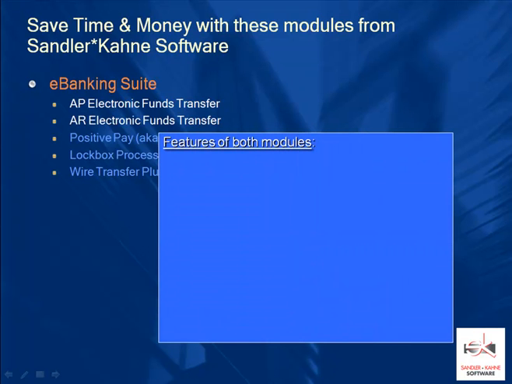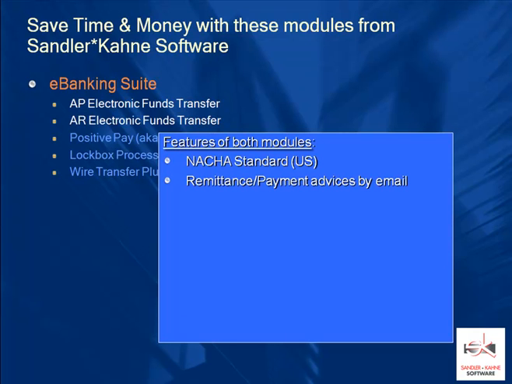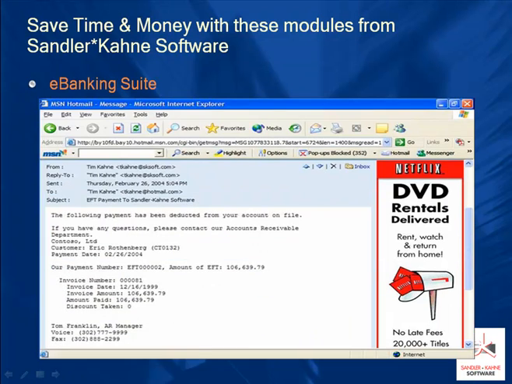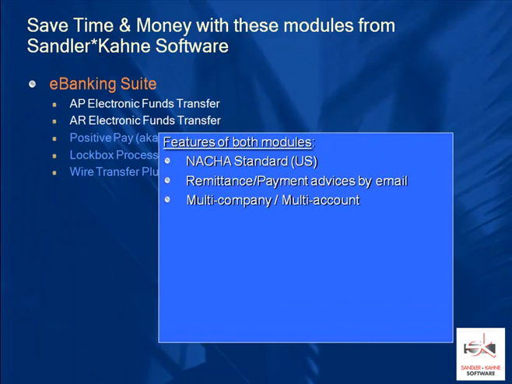So, to review the features of these modules, both use the NACHA standard. They can also handle remittance and payment advices by email. Here's an example of a simple email remittance advice. Email handling is optional and fully configurable, including the ability to attach files. Both modules are multi-company and multi-account enabled.